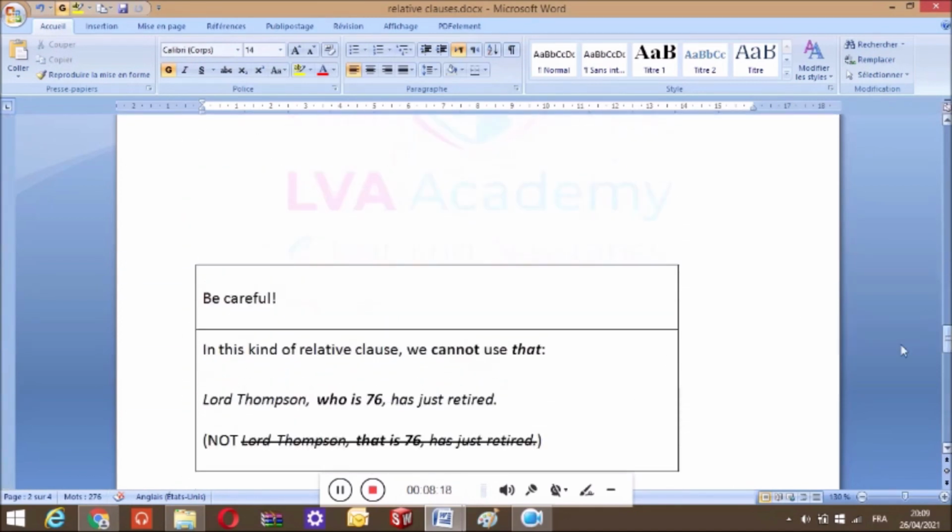Now, be careful. In this kind of relative clause, we cannot use that. Look at the following example. Lord Thompson, who is 76, has just retired is a correct sentence. However, Lord Thompson, that is 76, has just retired is a wrong sentence. Here, we cannot use that. It is wrong.